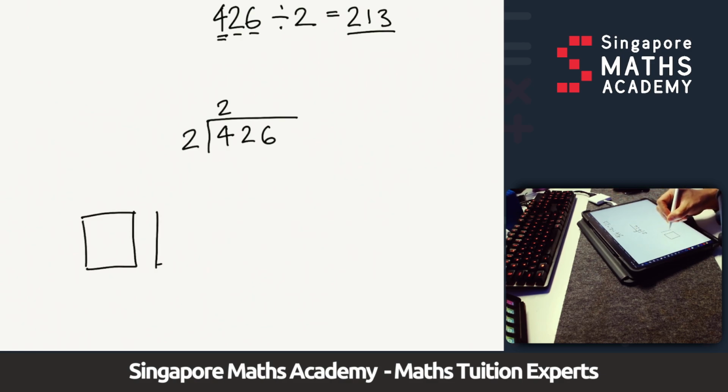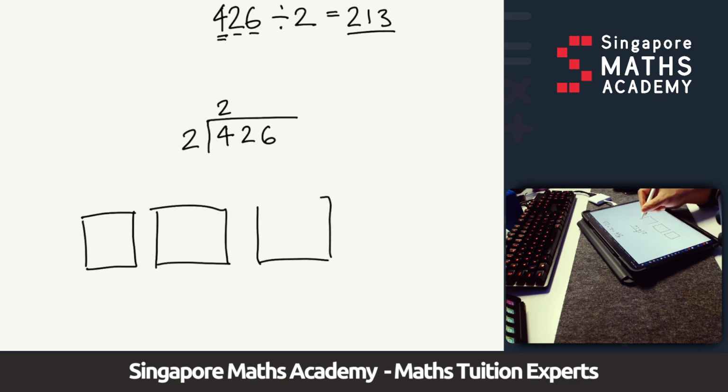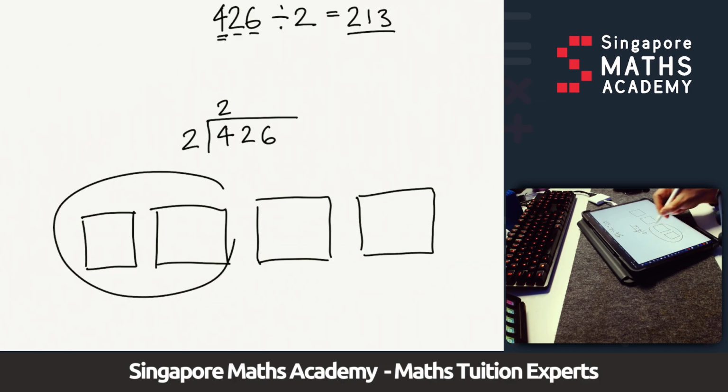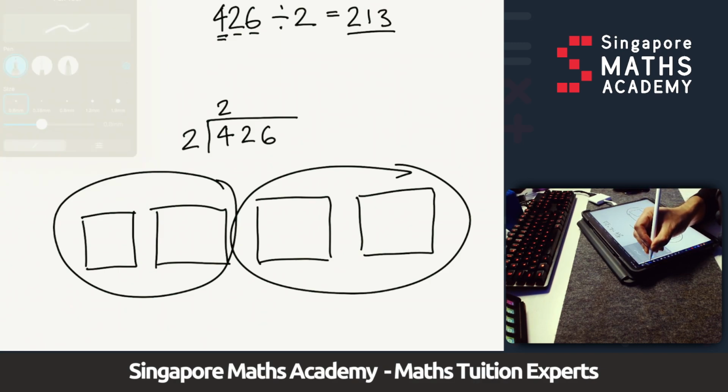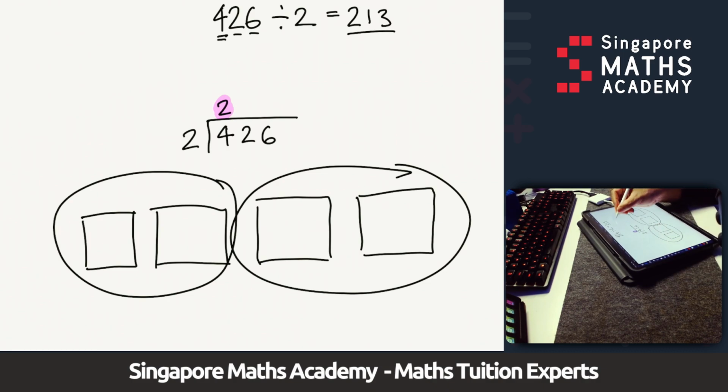So I've got 400 here. It's my hundreds. 200, 300, and 400. That's my 400. If I divide it into 2 equal groups, I can see that I've got 2 in each group. That's why I've got 200 here, right? This is my 200. And then I've got 2 tens. So if I've got 2 tens, 10, 20, and divide it by 2, 20 divided by 2 is going to be 10. And so I've got 1 ten here.